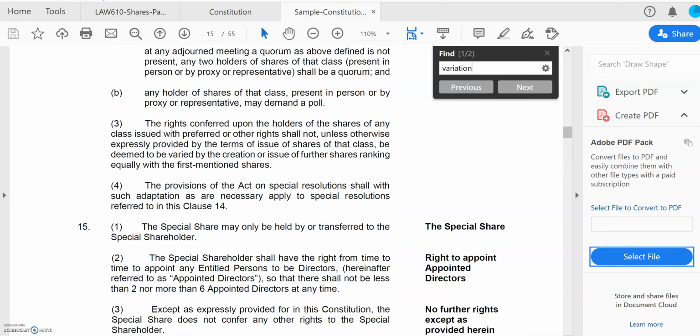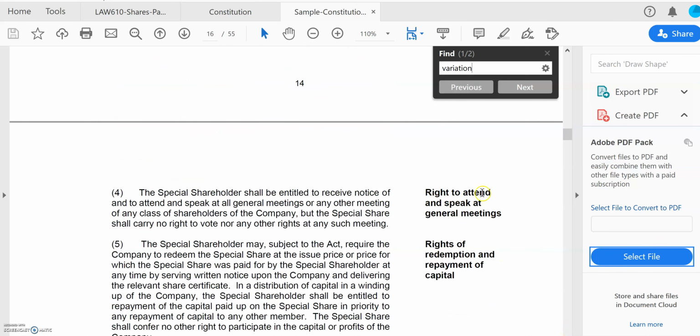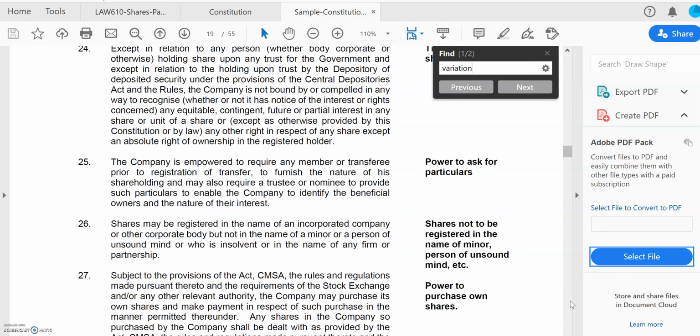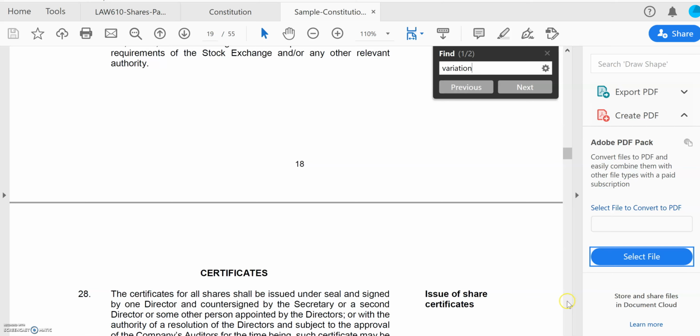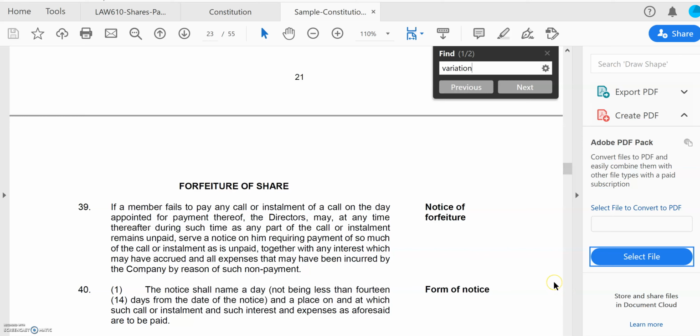If you look further, special share, right to appoint directors, the right to attend and speak at general meetings, right of redemption. So I suggest all of you try to download, at least get a copy, and then explain or see all those provisions relating to the relevant share provisions. That's all for these special videos.